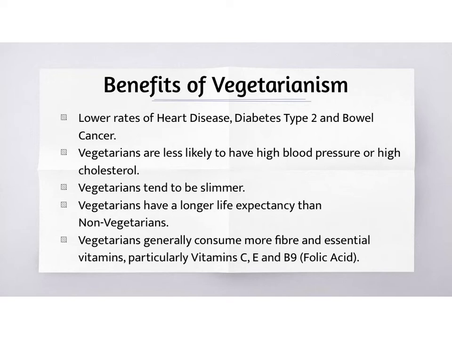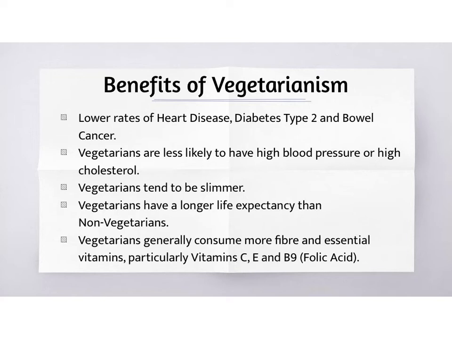So, having lower rates of heart disease, which is cardiovascular disease, diabetes type 2, and bowel cancer are some of the really, really prominent effects of having a plant-based or a vegetarian diet. So heart disease, we know, is also known as cardiovascular disease, and this is one of the leading causes of death in Australia. It is the leading cause of death around the world. Now, by not having animal products, we are reducing our saturated fat intake, which means that we are going to lower our risk of heart disease, arteriosclerosis, stroke, heart attack, and hypertension.